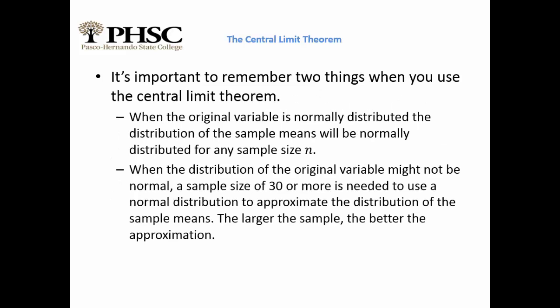Now, it's important to remember two things. When the original variable is normally distributed, the distribution of the sample means will be normally distributed for any sample size n. When the distribution of the original variable might not be normal, then a sample size of 30 or more is needed to use a normal distribution to approximate the distribution of the sample means. The larger the sample, the better the approximation.